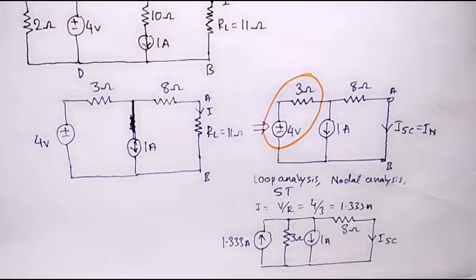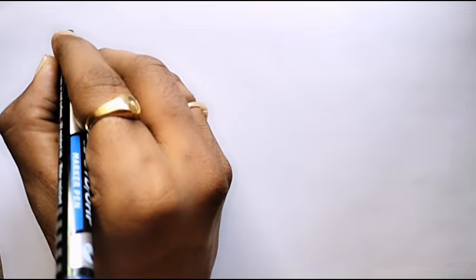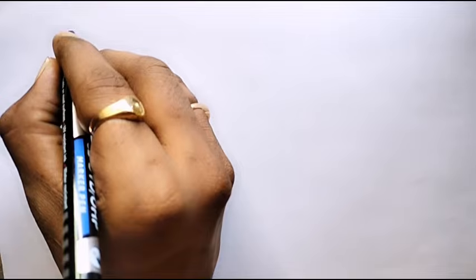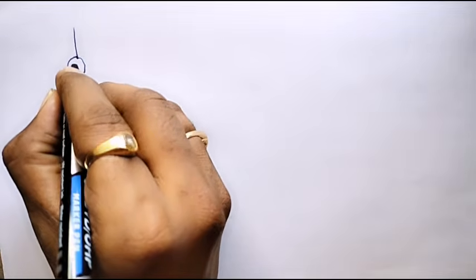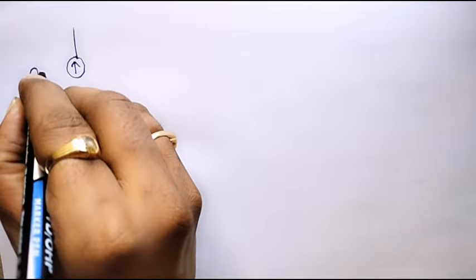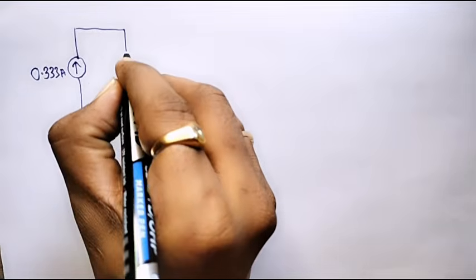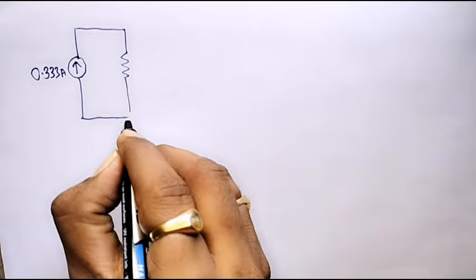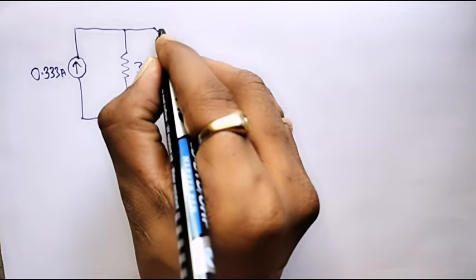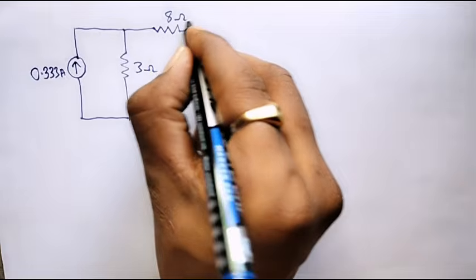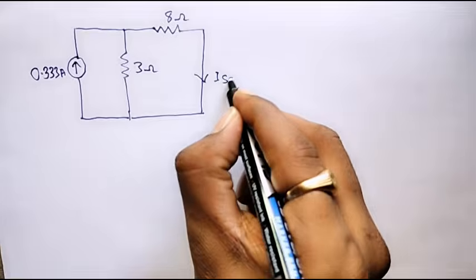So now I'll reduce the circuit further. The magnitudes of the current sources were 1.333 and 1 amp. The difference is 0.333. The direction of the current source is up, that is 0.333 amps. Parallel to that a resistor is connected, which should be connected as it is, that is 3 ohm, and there is a resistor in series, that is 8 ohm, and this part is shorted. This is our ISC.